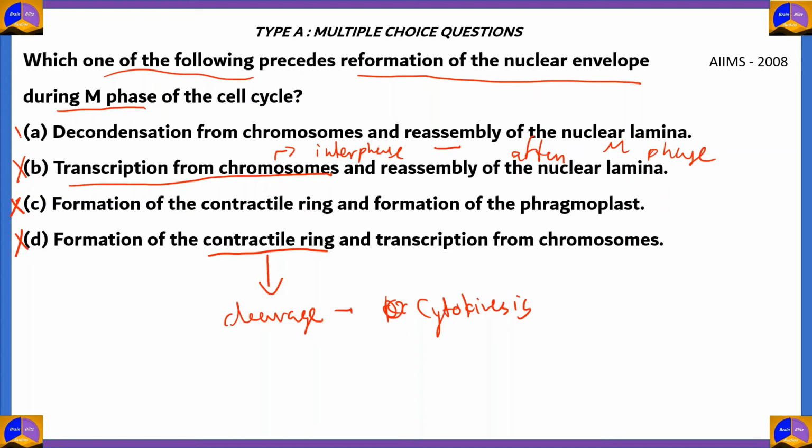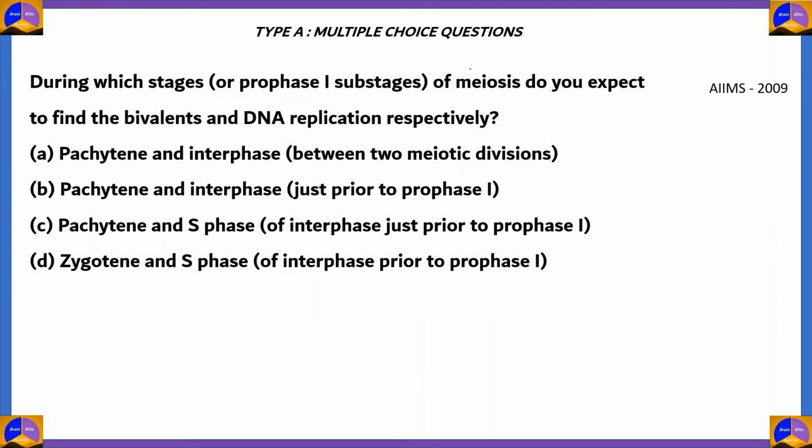The right answer is option A, decondensation from chromosomes and reassembly of the nuclear lamina. So after anaphase, in telophase, chromosomes start to decondense and the nuclear lamina starts to reassemble. So after these phenomena, the reformation of the nuclear envelope takes place in both cells. So option A, decondensation from chromosomes and reassembly of the nuclear lamina, is the right option. Next question.